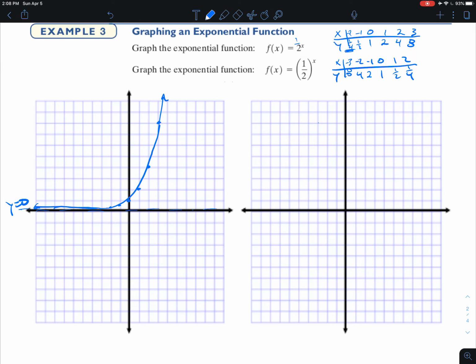So let's see, 1, 2, 3, 1, 2, there we go. Almost.